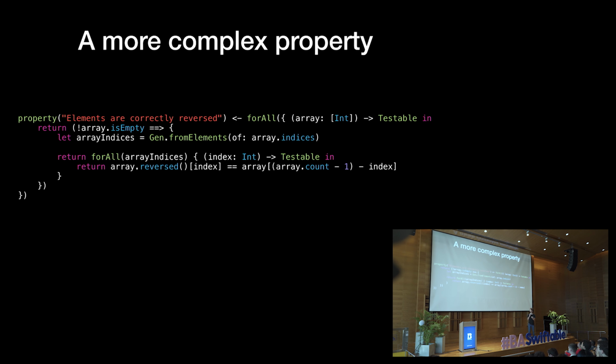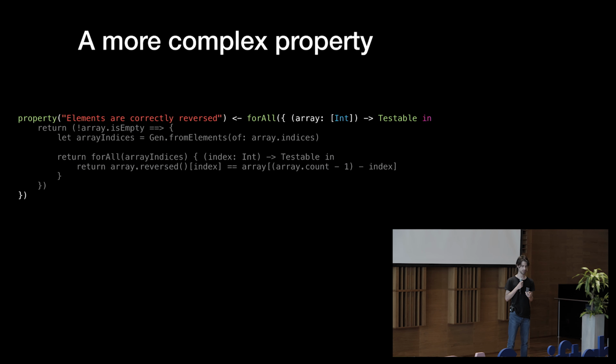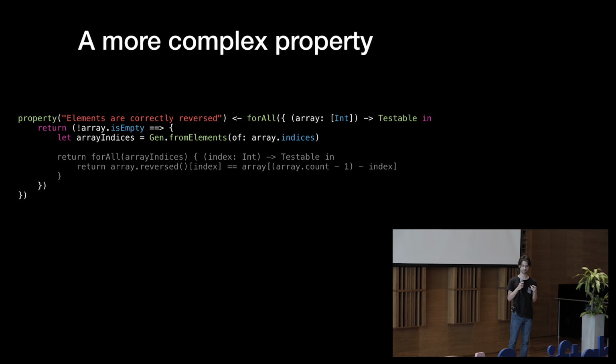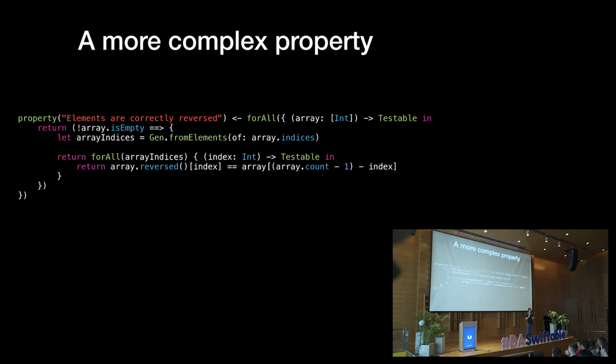And we can implement this using SwiftCheck. So I'm going to walk you through it because there is more code. So we write our property. We say, okay, for any array, if the array is not empty, then I take a random index in the range of the array. And then I'm going to test that for this index, if I reverse the array and I look up at the index, and then I look up at the symmetric position in the original array, I indeed get the right element.